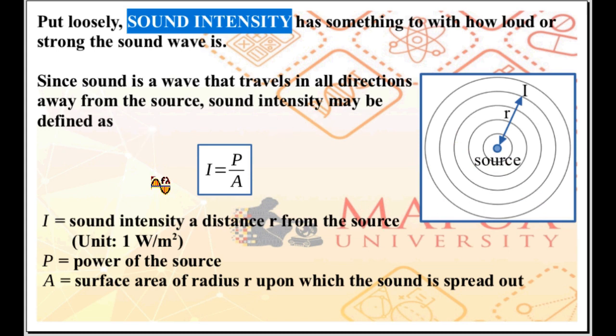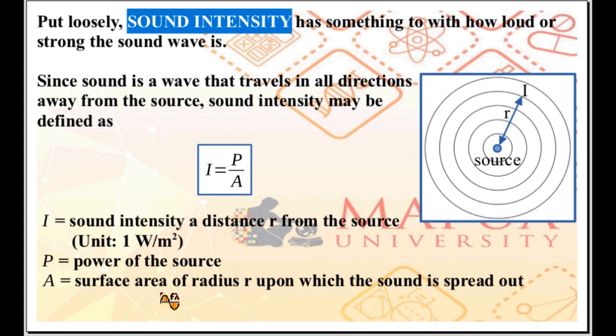Sound intensity may be defined as I is equal to P over A, where P is power of the source and A is surface area of radius R upon which the sound is spread out. So if you look at this point, the sound wave is spread out on a surface area of radius R. If you look at a different point, then the radius R for that point is R for the surface area A. So if you have R1, then you have surface area A1. If you have R2, surface area A2.